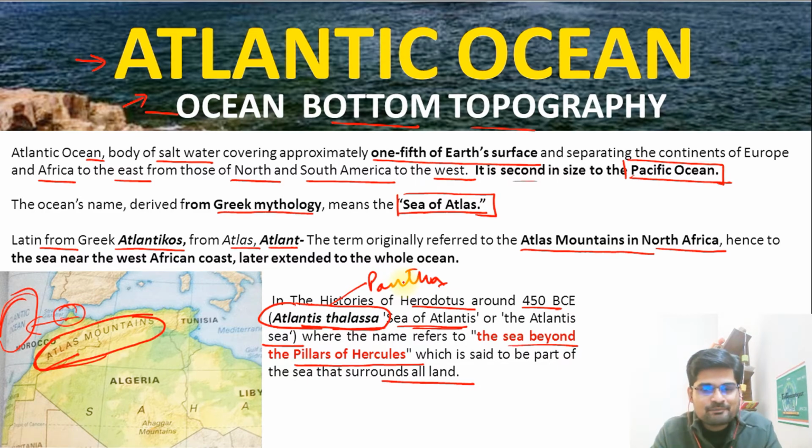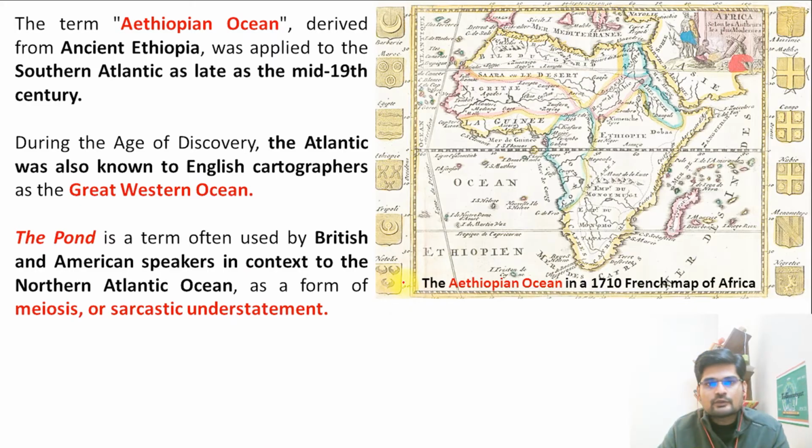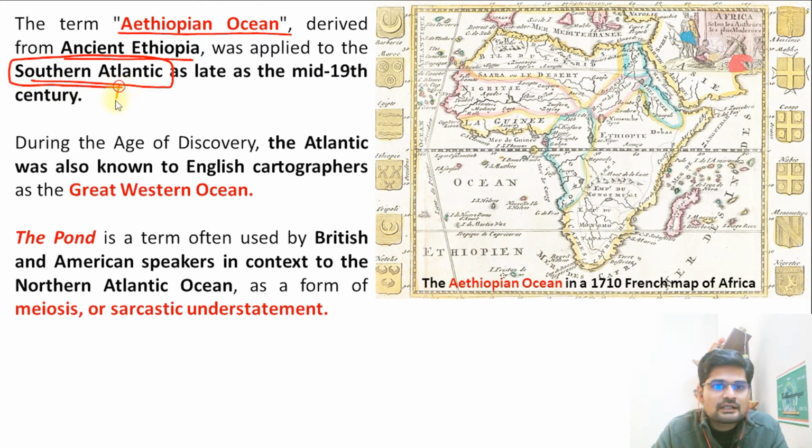Under the evidences. So this is about the basics of the word Atlantic itself and its location, its area, its size. Now let's elaborate further. If you look into the history again, the term Ethiopian Ocean was derived from ancient Ethiopia and was applied to the southern part of this Atlantic. Now remember, the southern part of the Atlantic was also called Ethiopian Ocean until the mid 19th century, right?